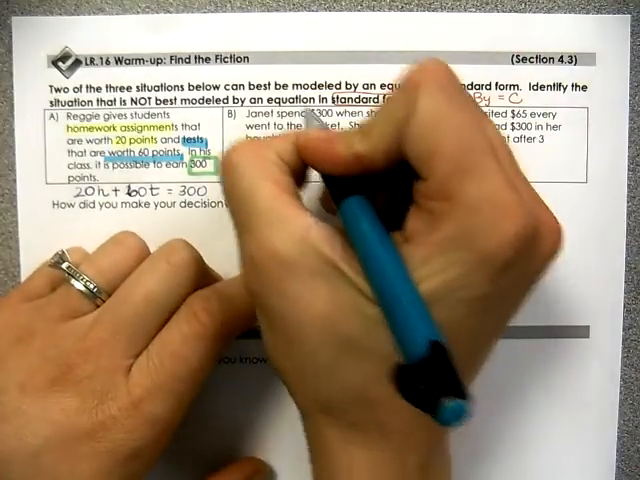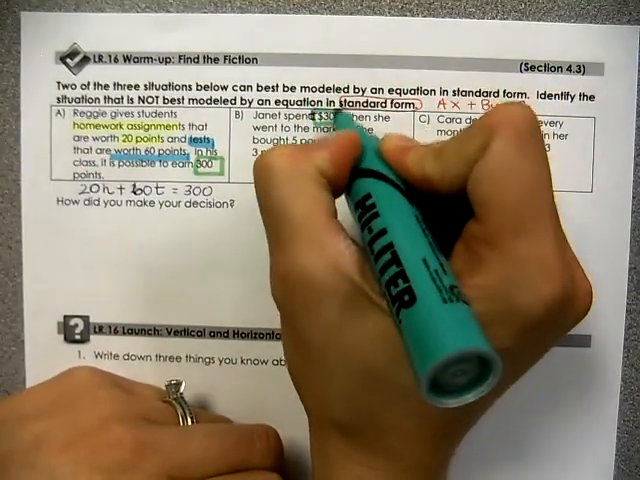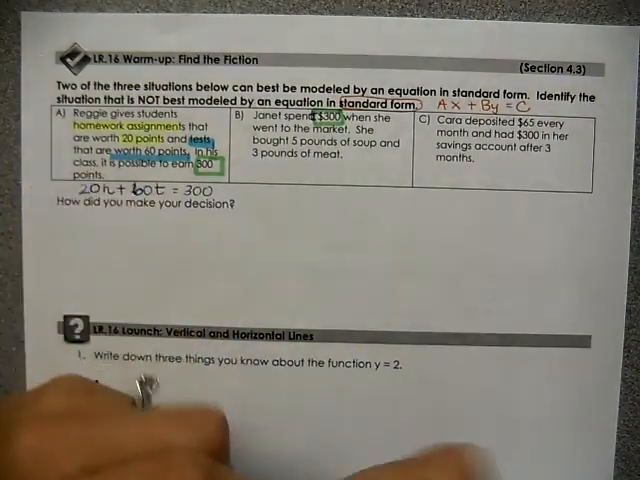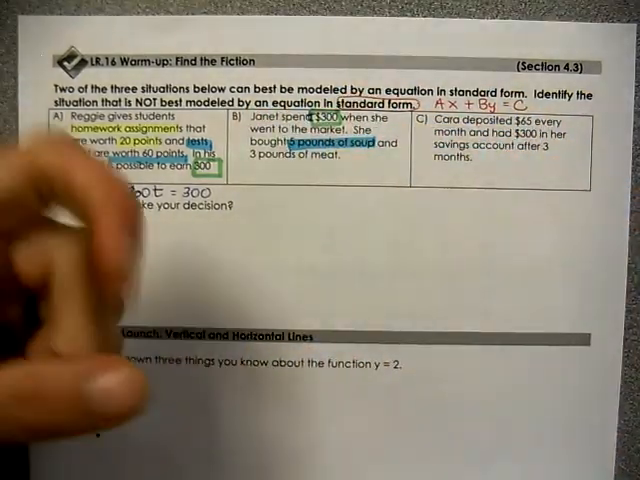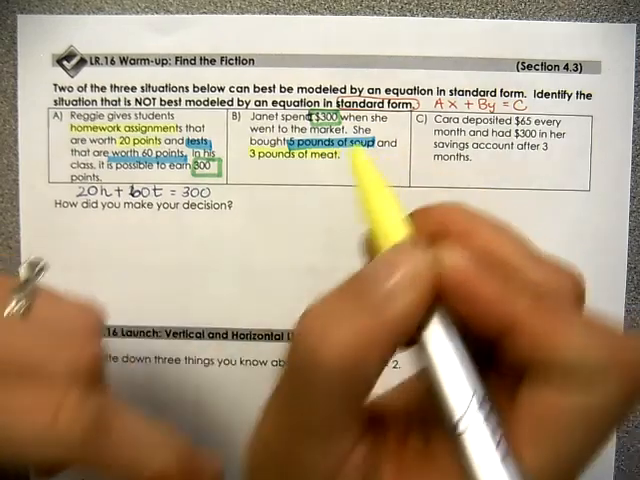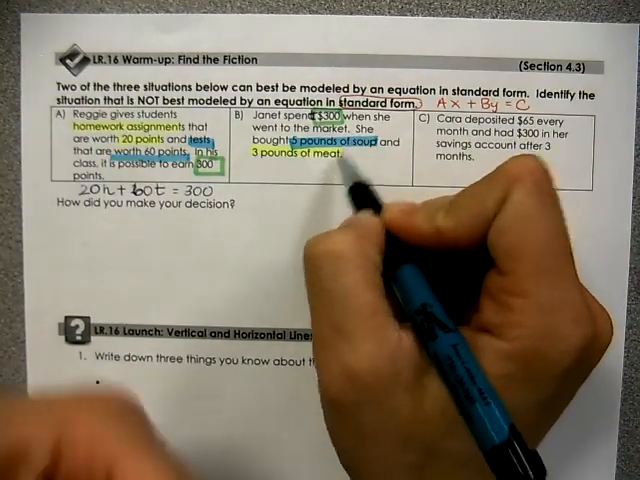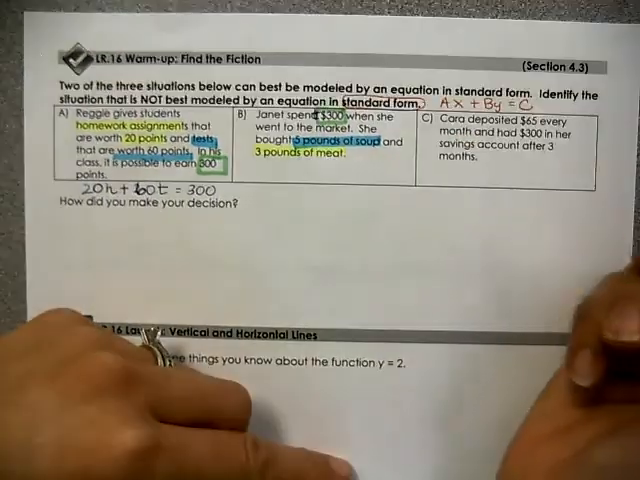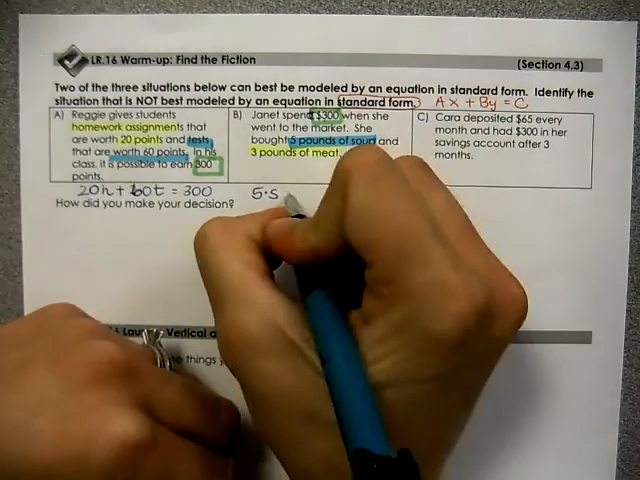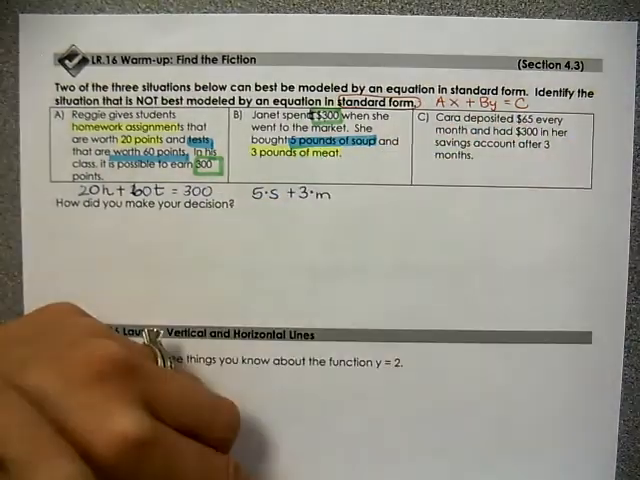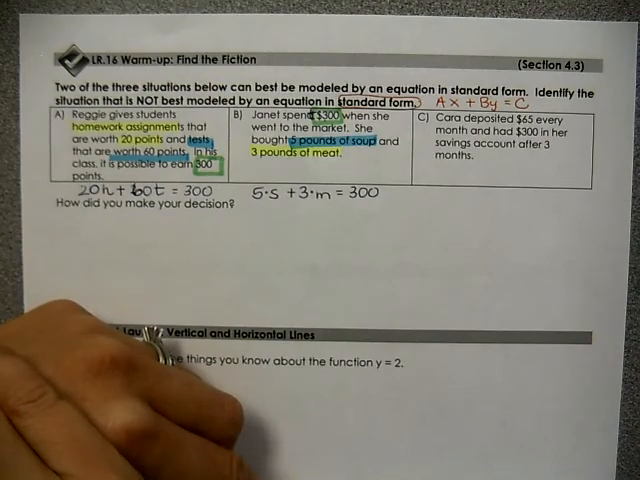This next one. So Janet, we should say, spent $300 when she went to the market. All right, so that's the total amount she spent. She bought 5 pounds of soup and 3 pounds of meat. Now, we don't know how much she spent on soup or meat, but we have that she bought that much of those things. So here, you're still buying 2 things. We don't know the cost of each of them, but when we add them together, we should have 300. So again, this is going to be 5 pounds of soup times the cost of the soup, plus 3 pounds of meat times the cost of the meat will equal her total of 300. So this one is actually written in standard form as well.